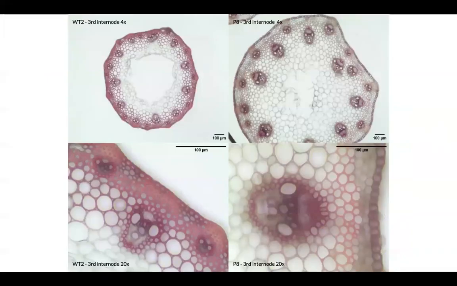Here you can see vibratome sections of the 3rd elongated internode in wild type on the left and our putative mutant on the right. These sections were stained using phloroglucinol and HCl to stain for lignin. In the lower right-hand corner, there appears to be less thickened secondary cell walls in this fiber as compared to the wild type on the left.